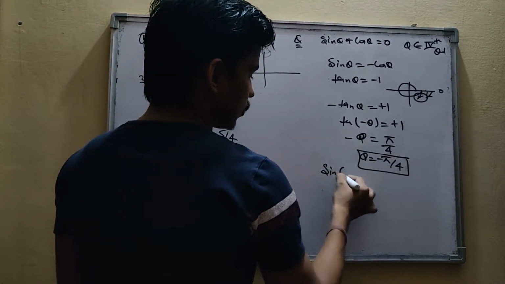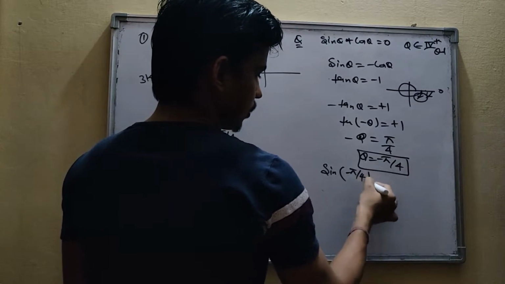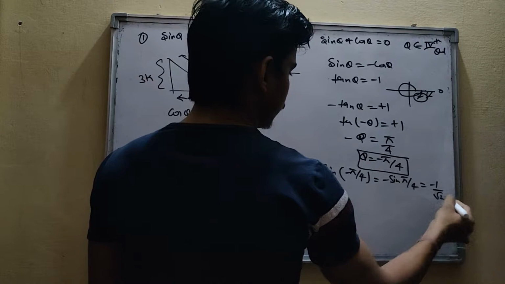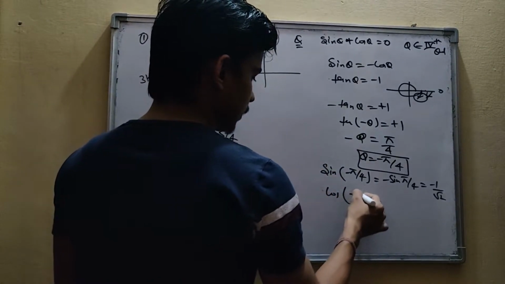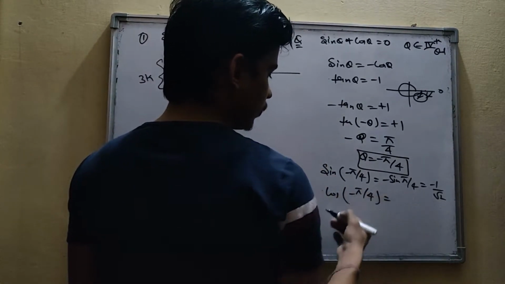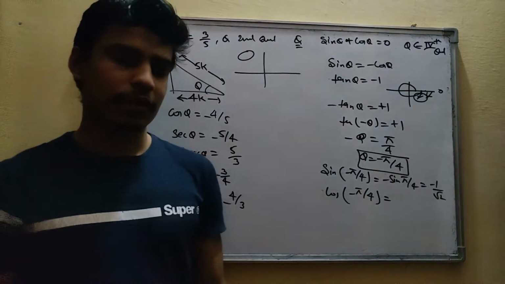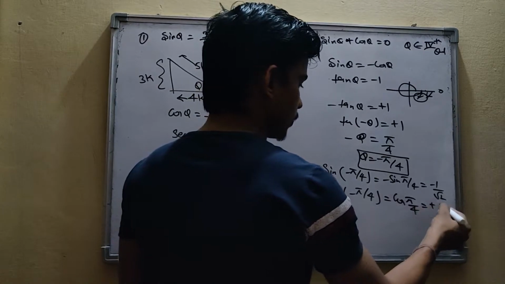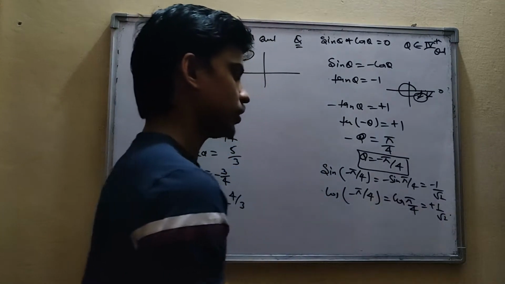They are asking about sine of minus pi by 4. This is equivalent to minus sine pi by 4, so it is going to be minus 1 upon root 2. They are also asking about cos of minus pi by 4. In cos, the minus doesn't matter, so this can be written as cos pi by 4, which is going to be plus 1 upon root 2. So that is your answer.